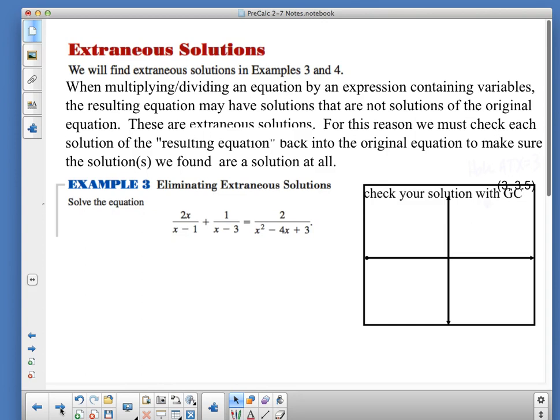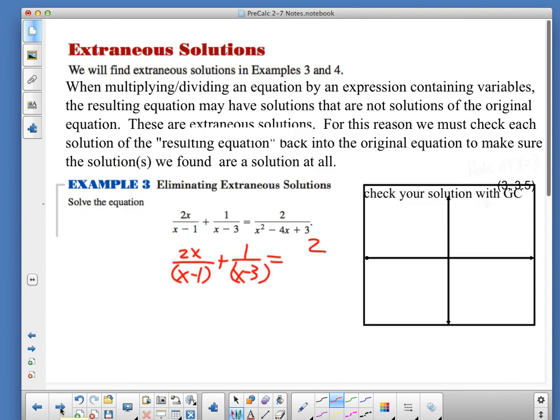So I got my original equation, and we factored this on problem 1, x squared minus 4x plus 3. So I already know that this is x minus 1, x minus 3. Okay, now I can rewrite these. And let's just rewrite it this way. I can look at it and say, okay, so I've got 2x over x minus 1 plus 1 over x minus 3. And I've got this equal to 2 over x minus 1 times x minus 3.